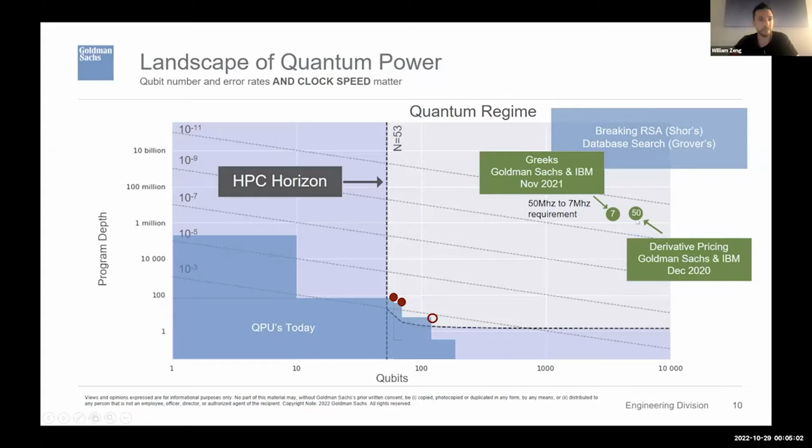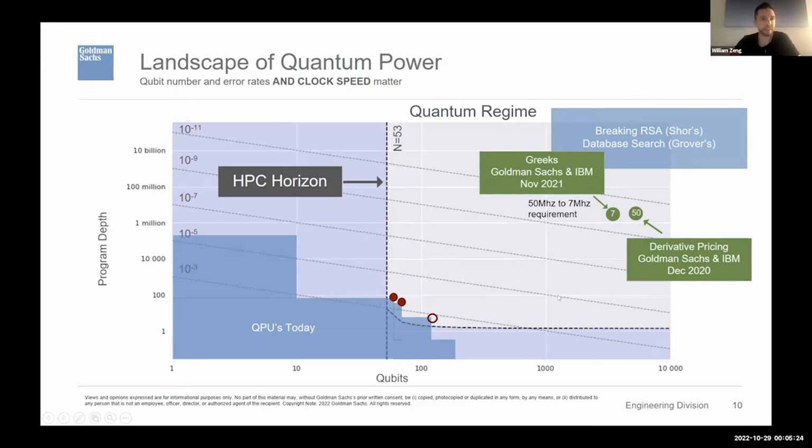So you need to be able to do T-gates that are around 50 megahertz, which is, I think, probably the scariest of the resource requirements here. So the Greek application requires a bit fewer qubits, maybe about the same number of operations, but you can go slower, which is nice.